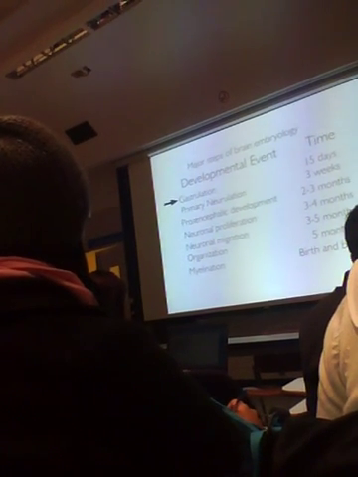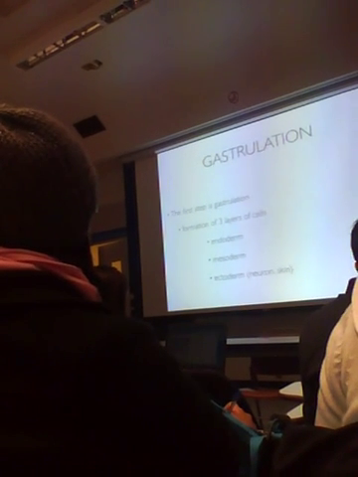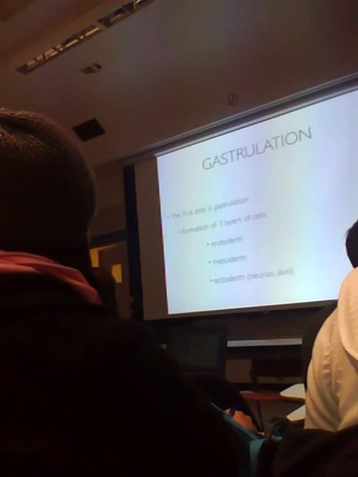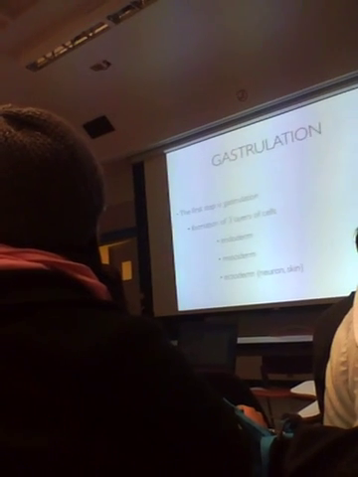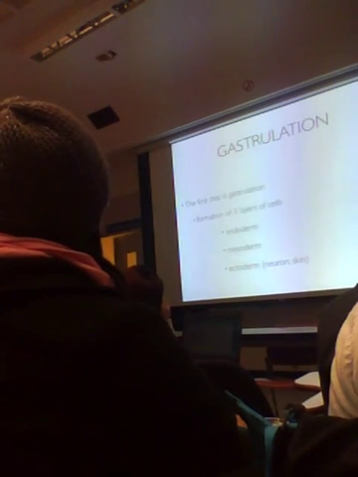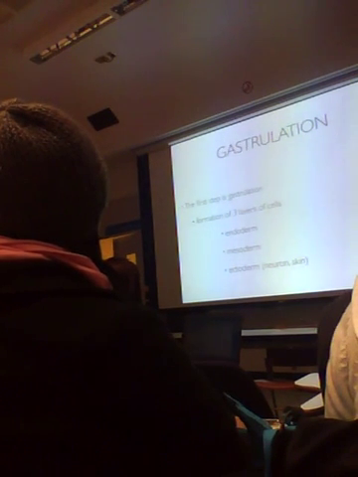So the first step is gastrulation. That's kind of the boring step, but that's the step that is the most important. If you don't have that, you don't make any brain tissue. Basically, you'll have 3 layers of cells. As I said, you already have the endoderm and the mesoderm, but you'll have to make a 3rd layer.